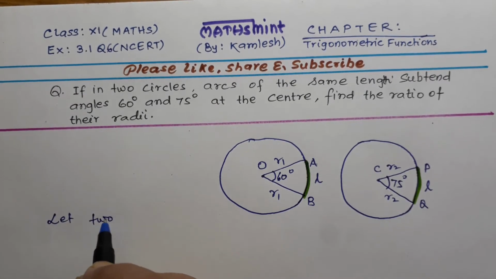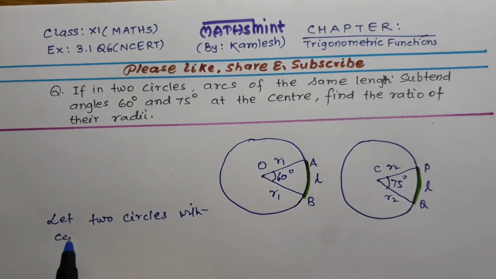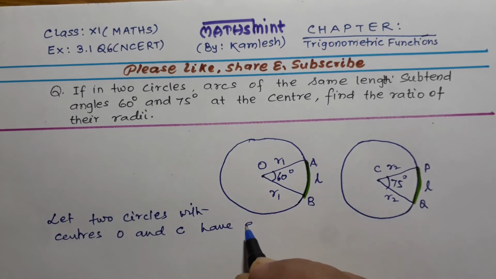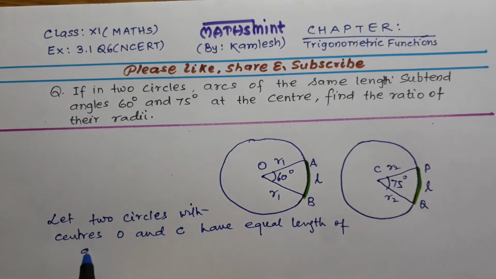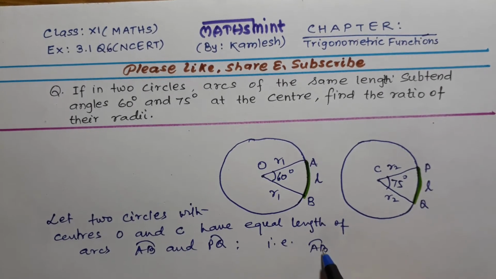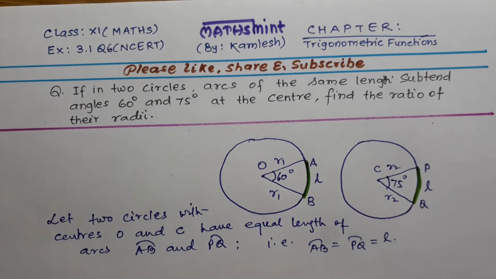let two circles with centers O and C have equal length of arcs AB and PQ. That is, arc AB is equal to arc PQ. Suppose it is L, right?